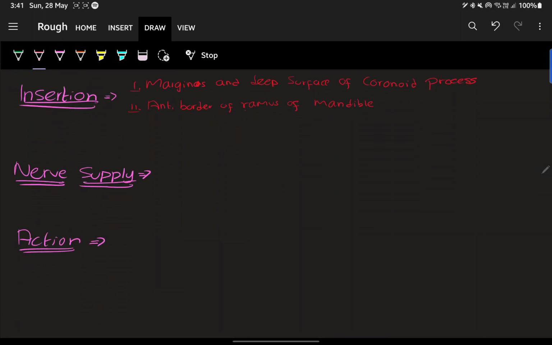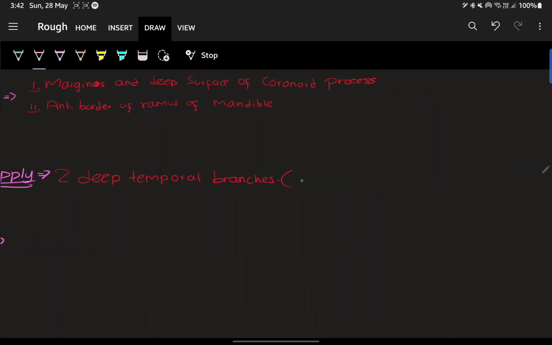Now coming to the nerve supply. The nerve supply is by two deep temporal branches. Okay, two deep temporal branches. Now these two deep temporal branches are branches from the anterior division of mandibular nerve. And if you guys remember of the masseter muscle, that was masseteric nerve, which is a branch of anterior division of mandibular nerve. So these two nerves, they arise from the same branch, which is the anterior division of mandibular nerve.